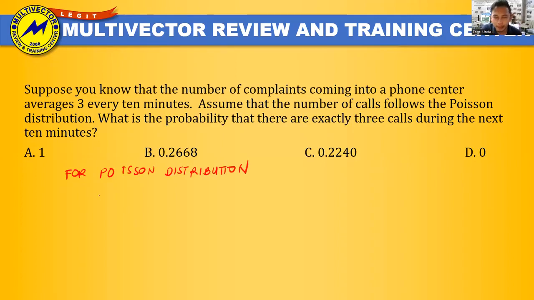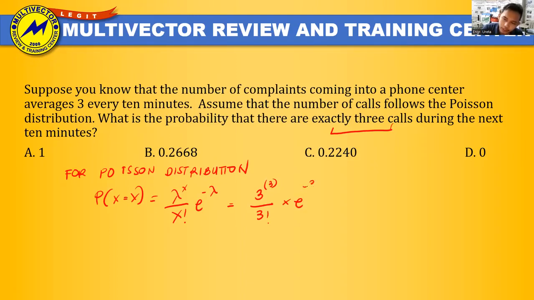Okay, so our direct formula, the probability is just equal to lambda raised to x all over x factorial, multiplied by e raised to negative lambda. Okay, so dito, since ang ating average, which is the mean, is 3, and yung hinahanap natin is exactly 3 calls, direct substitution. So 3 cubed all over 3 factorial times e raised to negative 3. Kaya pag sinolve natin yan, ang lalabas, okay, sa letter D.